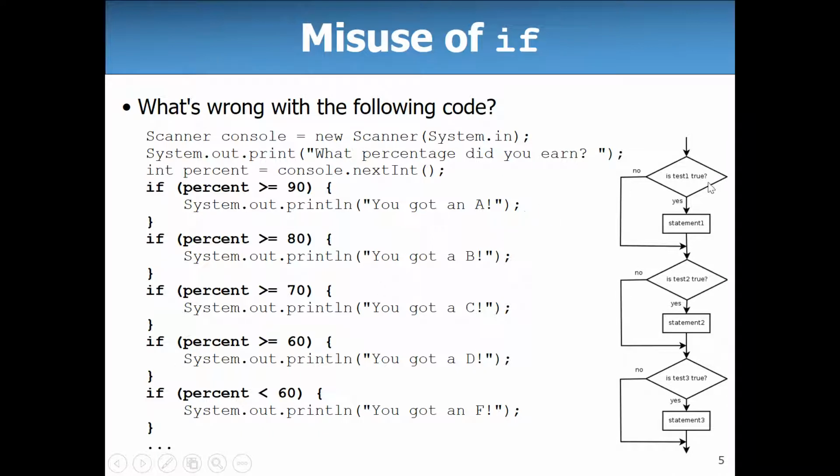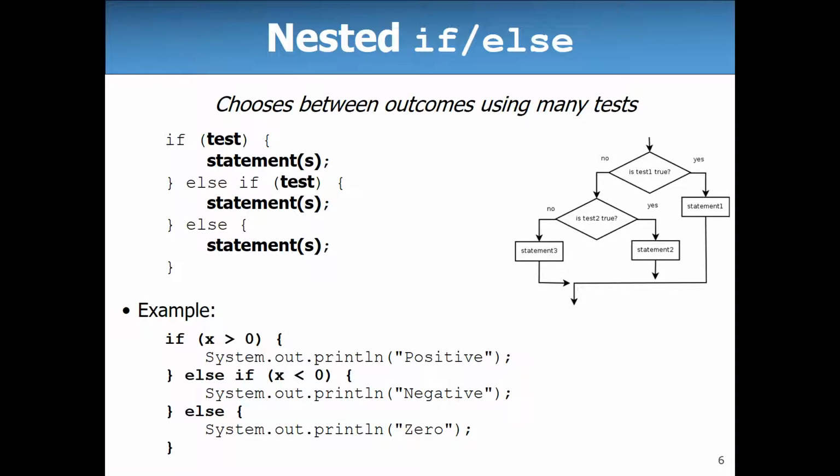Right? So the flowchart here is: is test 1 true? If it is, we do statement 1, then we continue on to the next test, and then the next test, and then the next test. So what we need here is to use ifs and elses together. You can imagine that we could do if percent is greater than or equal to 90, we do one statement and then put all the rest of this in an else. And then we could do an if statement and then all the rest of these in an else, and so on and so forth. It's kind of like a nested doll thing, but that gets ugly. So instead, what we can use is else if statements. The idea here is that we can have many independent tests.